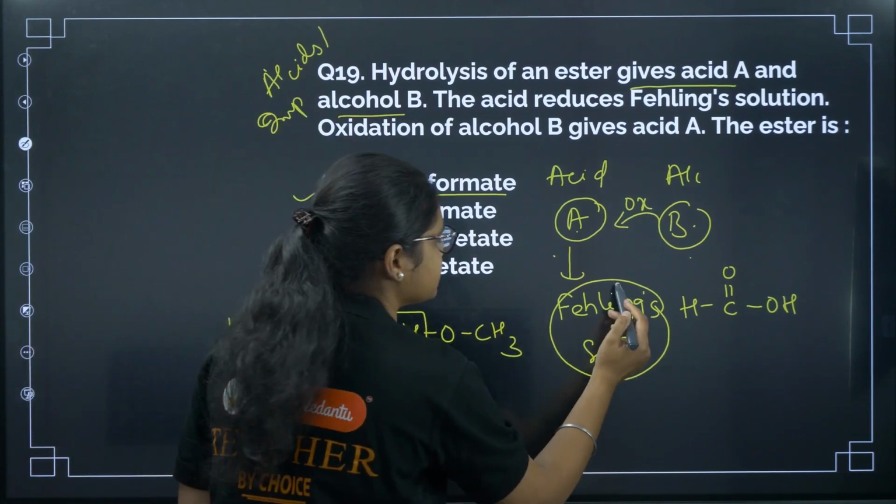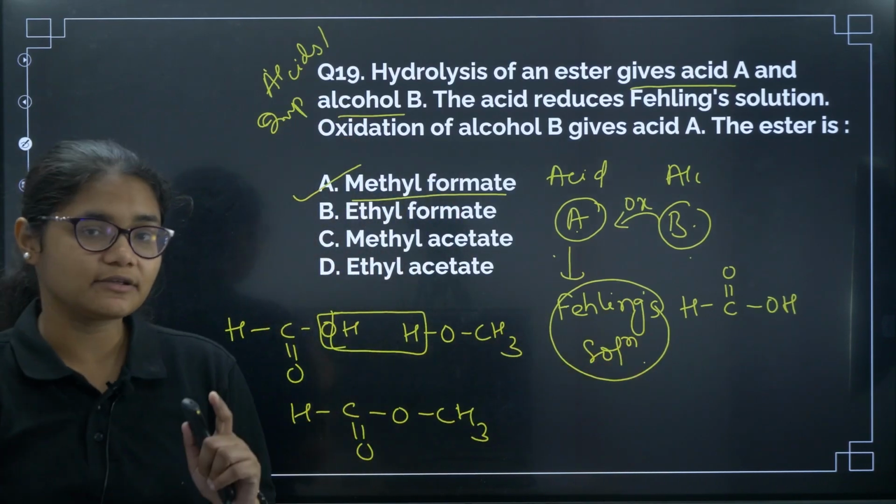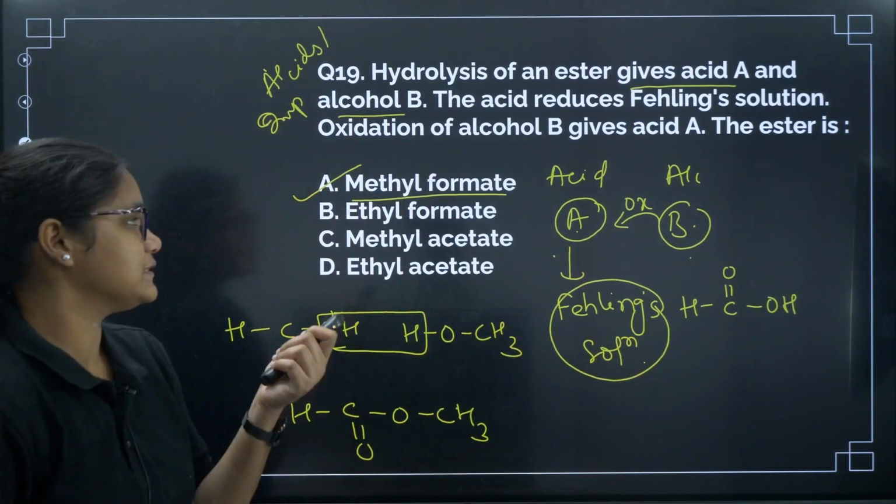You remember the acid which can reduce the Fehling solution is your formic acid.